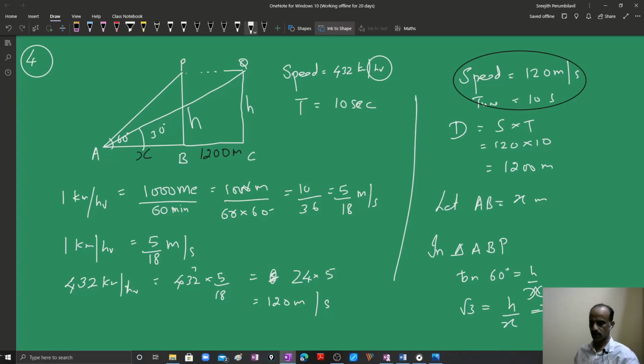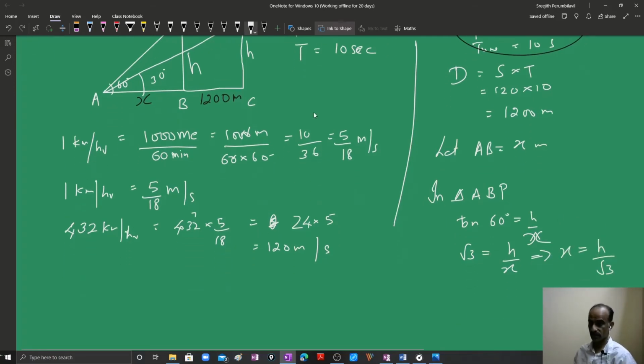What do you want, don't want, we'll put in that substitution. Be careful, this is a trick. We don't want x actually. Maybe in some question it is required, but in this question we don't require it. So x is not required, so x is substituted as h by root 3.